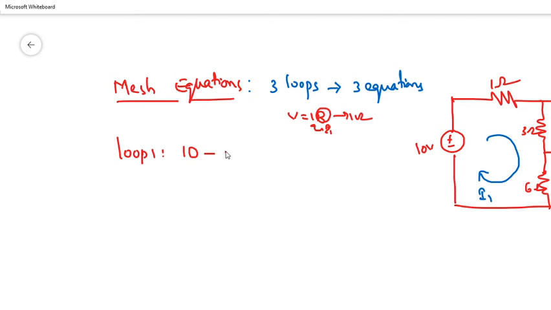So directly minus I1 into 1, minus the resistor value 3, and here 2 currents are there. I1 is entering, I2 is leaving, so both directions are opposite. So we can write 3 into (I1 minus I2), and minus 6 into, here also 2 currents are there, that is (I1 minus I3), equals 0.